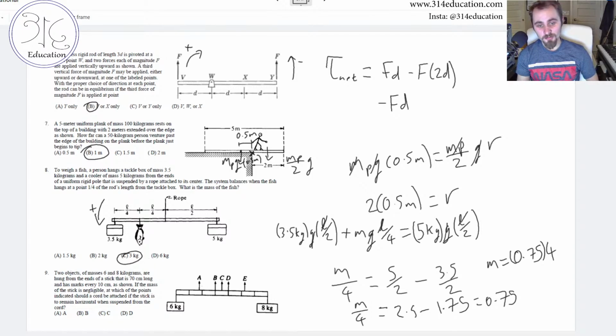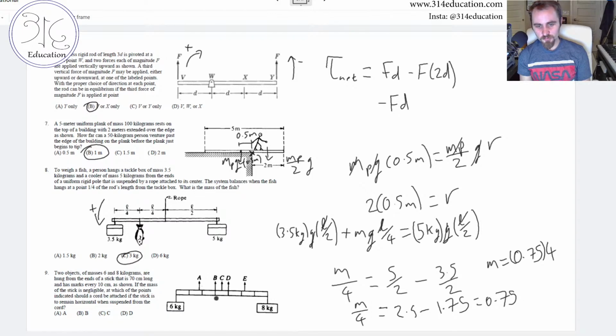So for number 9, we've got 2 objects of masses 6 and 8 kilograms hung from the ends of a stick that is 70 centimeters long and has marks every 10 centimeters as shown. Okay, so that's what these little hashes are. If the mass of the stick is negligible, so we're only looking at the masses of the 6 kilogram and the 8 kilogram, where should we hang a cord so this remains horizontal? Which of the points indicated should a cord be attached to if the stick is to remain horizontal when suspended from the cord? I'll just say it the way they wrote it.